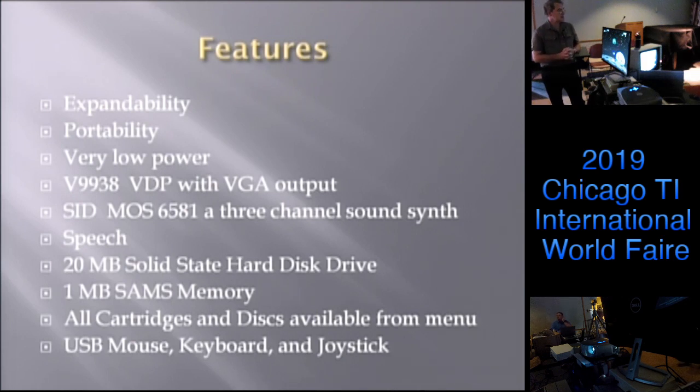V9938 with VGA output. The SID MOS 6581 is implemented on here, and I will probably revisit that because I've heard that some things don't sound like they're supposed to on it, but we'll get that squared away. But like I said, the code will always be available on the CAD website for download. Well, not the code, but the binary images that run on the processors.